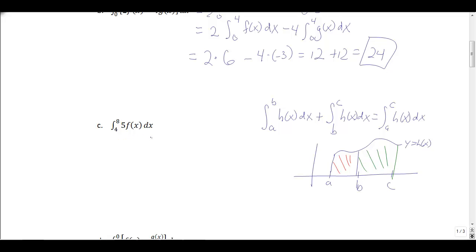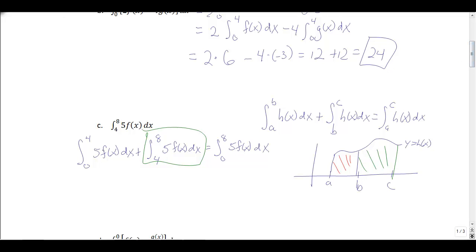Now, we've got something that looks kind of like that here, but we really have this b to c part. And so let's write it this way. Let's do an integral from 0 to 4 of 5 f of x dx plus an integral from 4 to 8 of 5 f of x dx. That should equal an integral from 0 to 8 of 5 f of x dx. And the thing we want, let's do that in green, is this thing here. So we need to figure out these other two, but we're effectively given those.